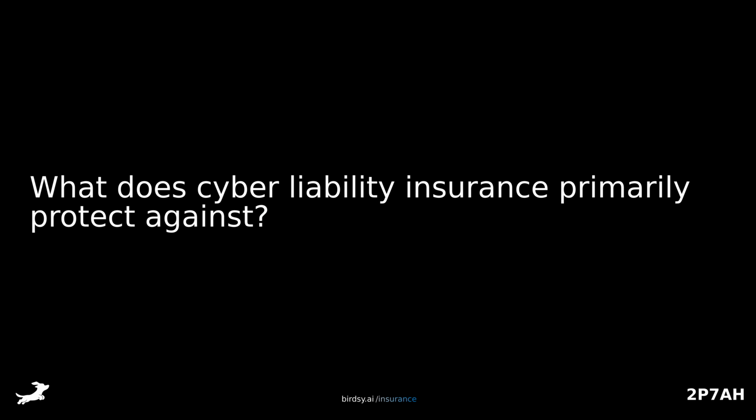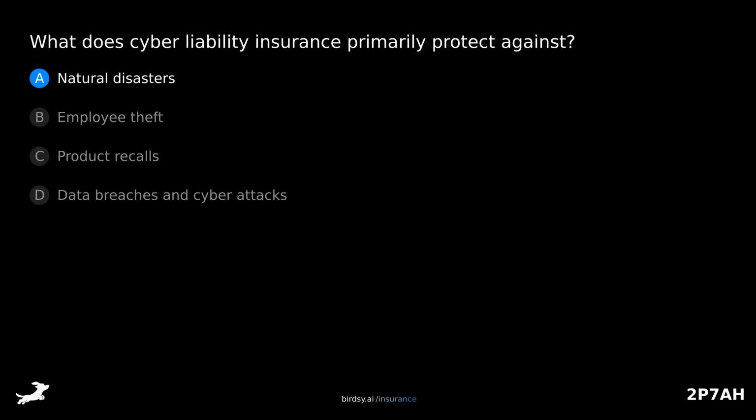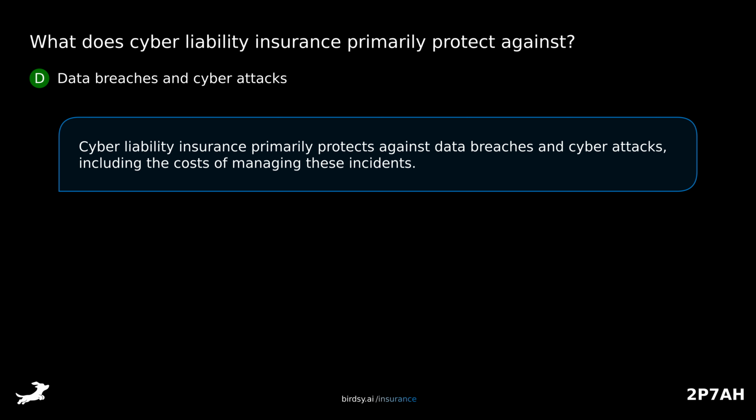What does cyber liability insurance primarily protect against? Is it A, natural disasters, B, employee theft, C, product recalls, or D, data breaches and cyber attacks? The answer is D, data breaches and cyber attacks. Cyber liability insurance primarily protects against data breaches and cyber attacks, including the costs of managing these incidents.